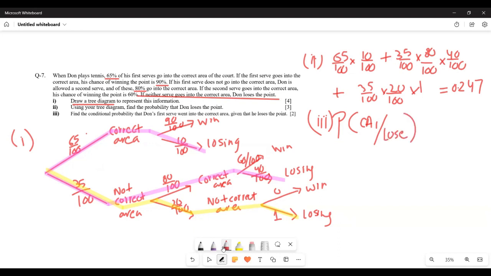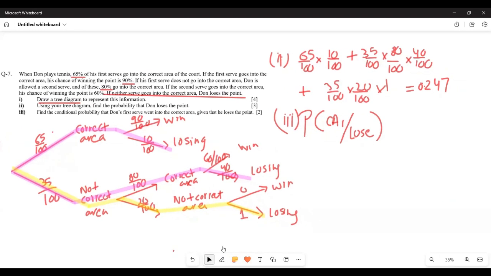So probability find करनी है कि Don's first serve went into the correct area given he loses the point. So given का मतलब है बार लिखें और lose लिखें और उसके ऊपर लिखें correct area. First time it should have gone into the correct area. Okay, so we're going to use the formula for the conditional probability. हमें सही से पता चलेगा कब conditional use करनी है कब नहीं, कब सिर्फ multiply करना है. Given that लिखा होता है ना. तो जब भी given, given that या if लिखा है तो इसका मतलब है यही formula use करना है.